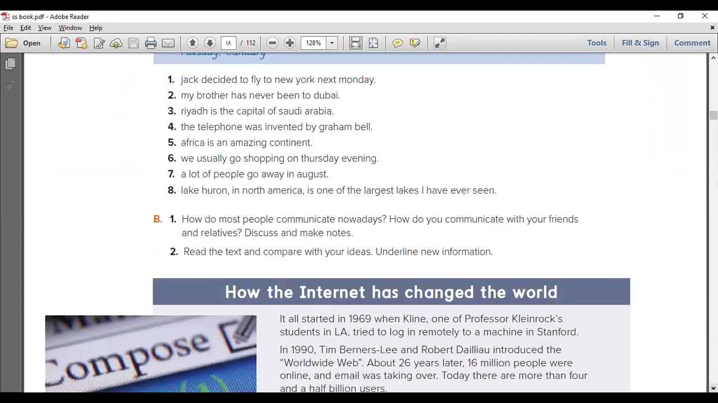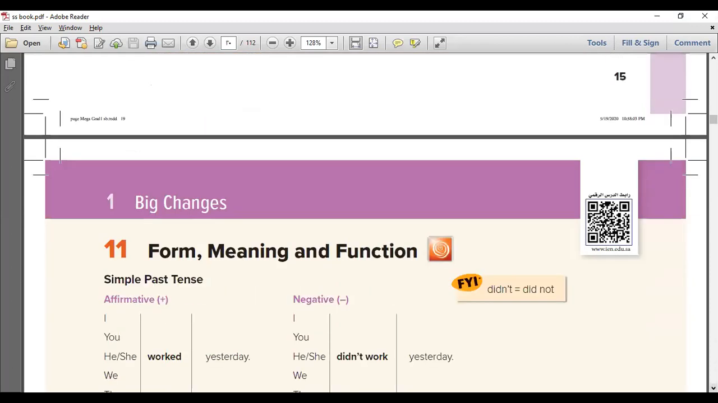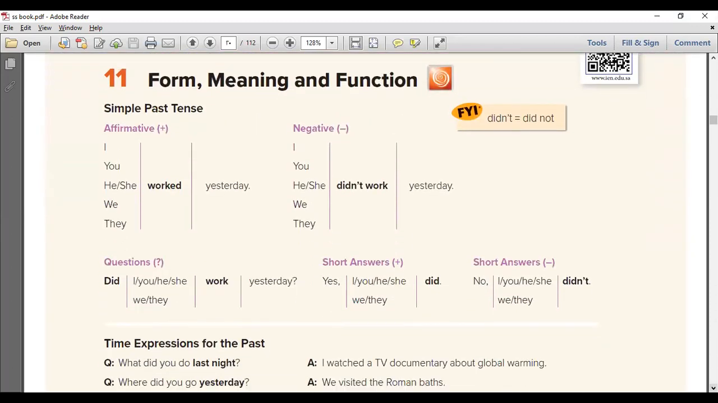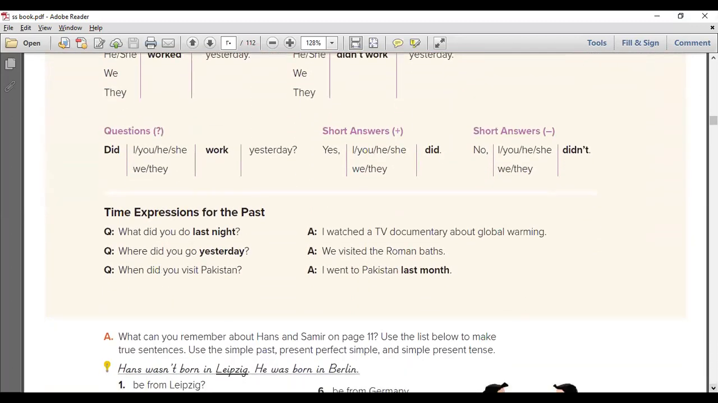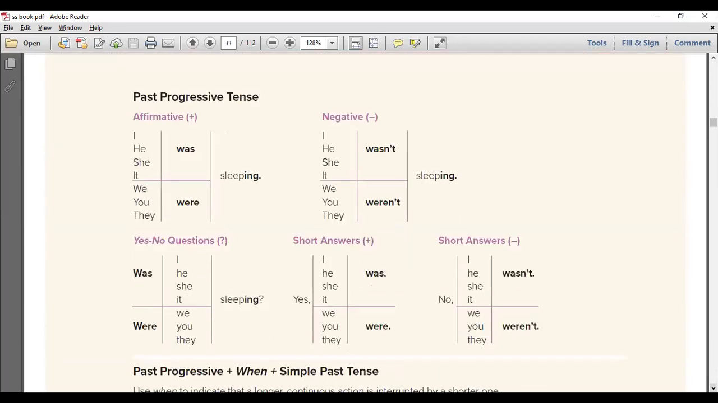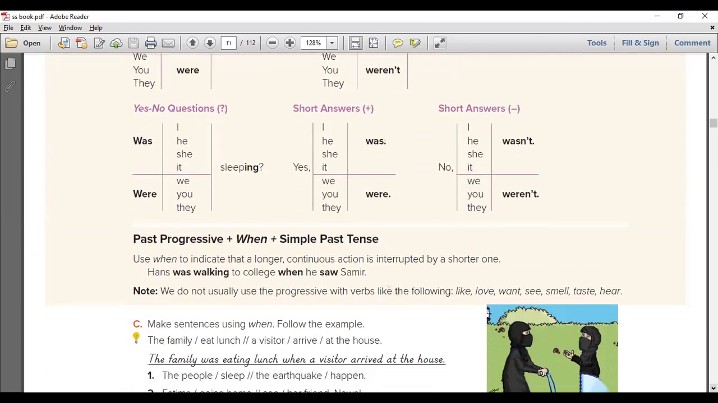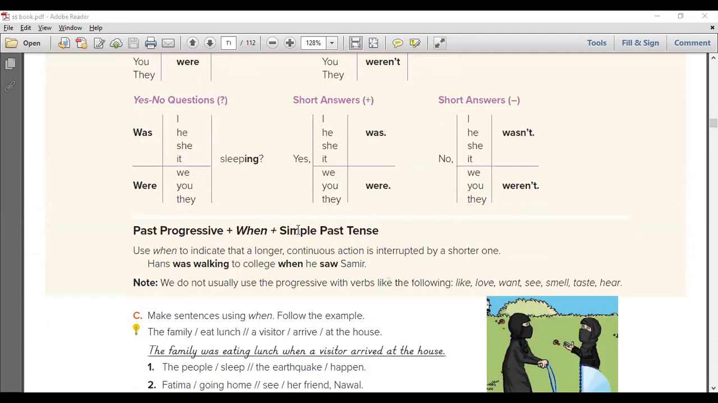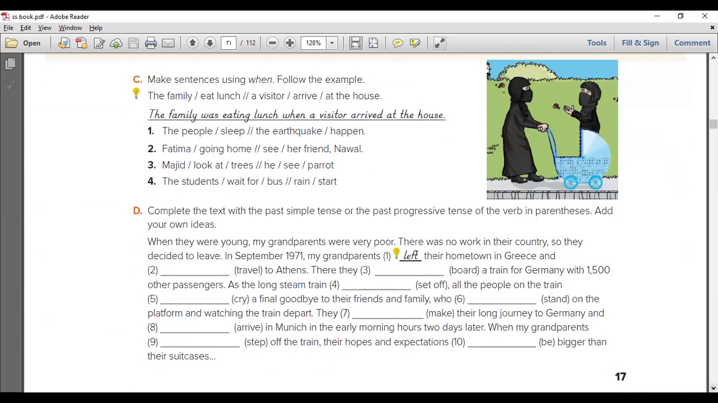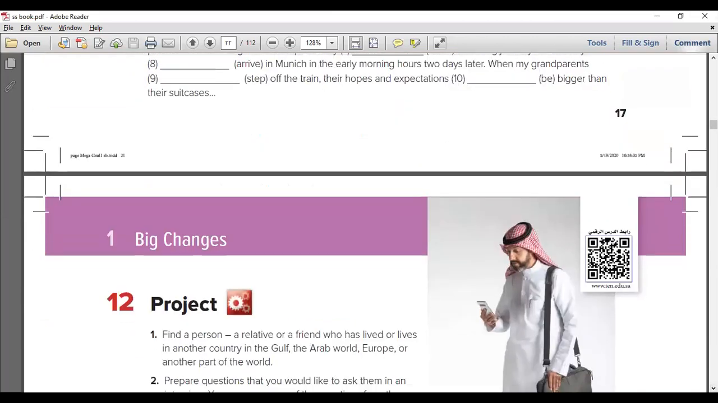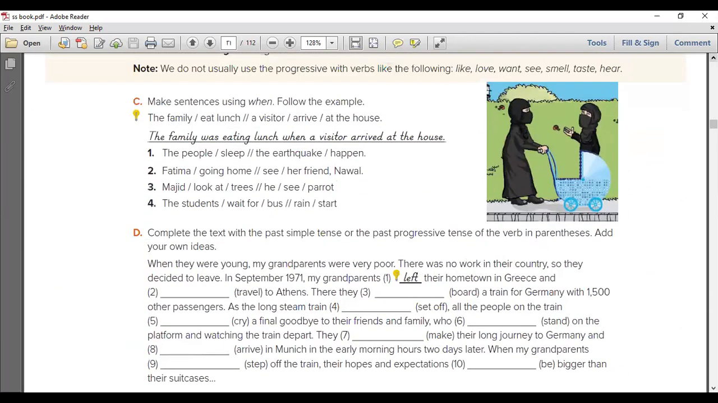We have the writing. It's not with us. Also here, the simple past and how to form a question from the simple past also. Tomorrow, inshallah, we're going to explain. Maybe the new thing for you in Unit 1 is the past progressive with the simple past. How we're going to have it. And tomorrow, inshallah, I'm going to explain it to you very well. Okay?